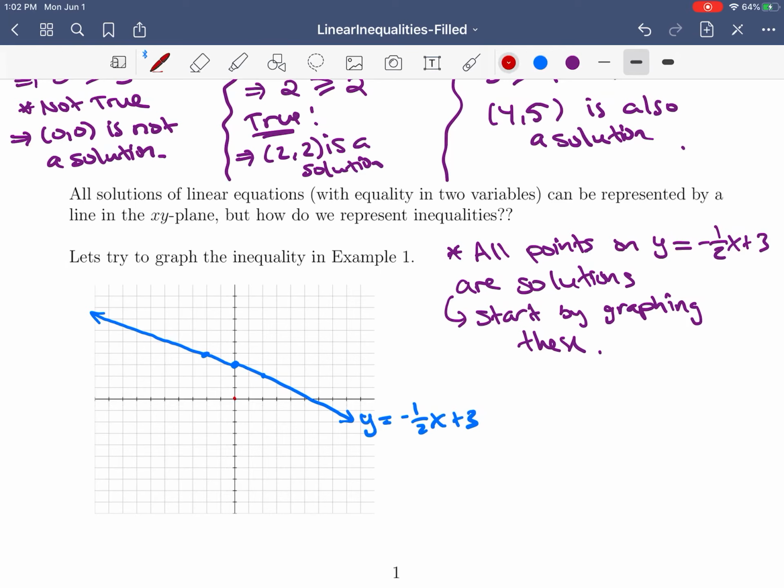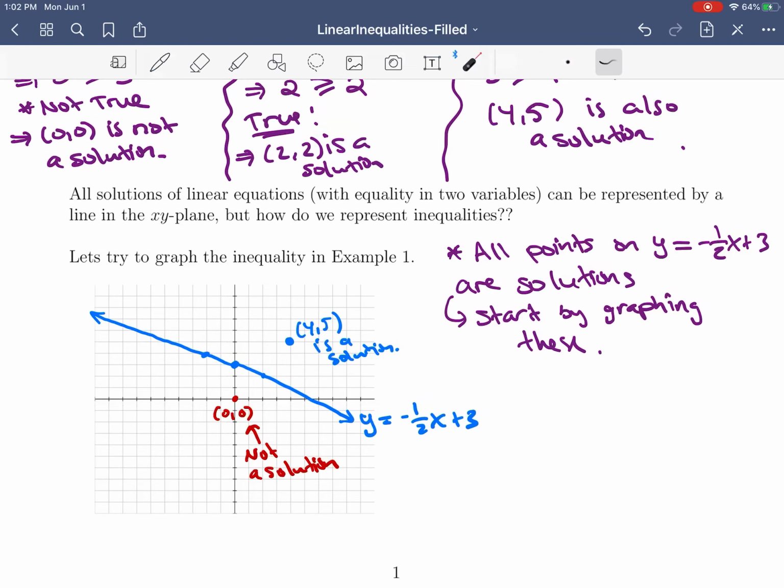Now, if we just plot our points, okay, remember 0, 0? That's over here. Okay, this was not a solution. And our point 4, 5, what is a solution?